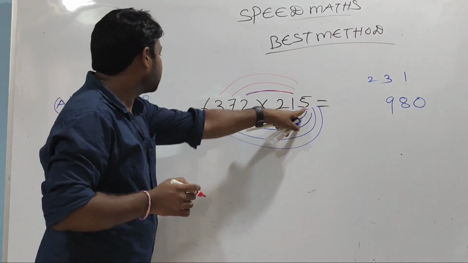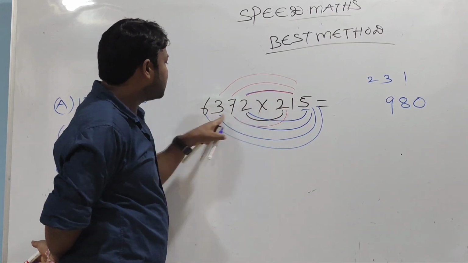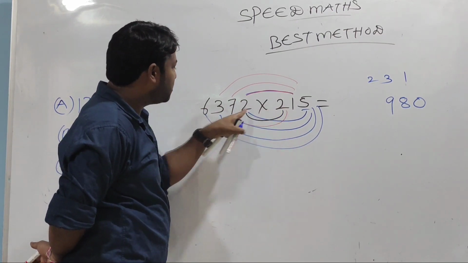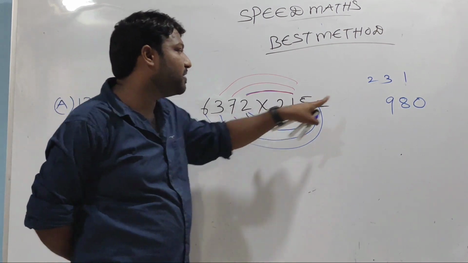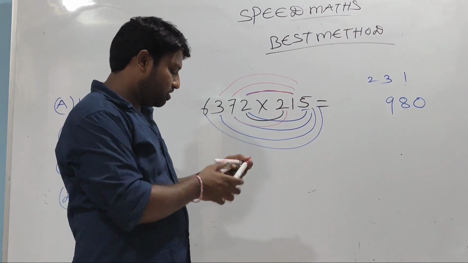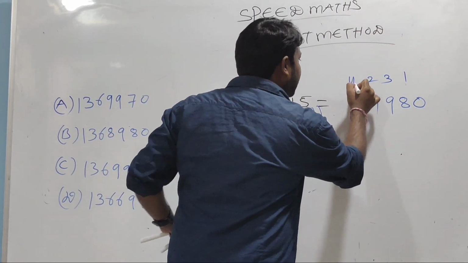Okay. Next one. 6 5s are 30. 1 3s are 3. 33. 6 5s are 30 and 1 3s are 3. 33 plus 2 7s are 14. Okay. 33 plus 14 is nothing but 47, plus 2 is nothing but 49. So I write 49 here, with carry.